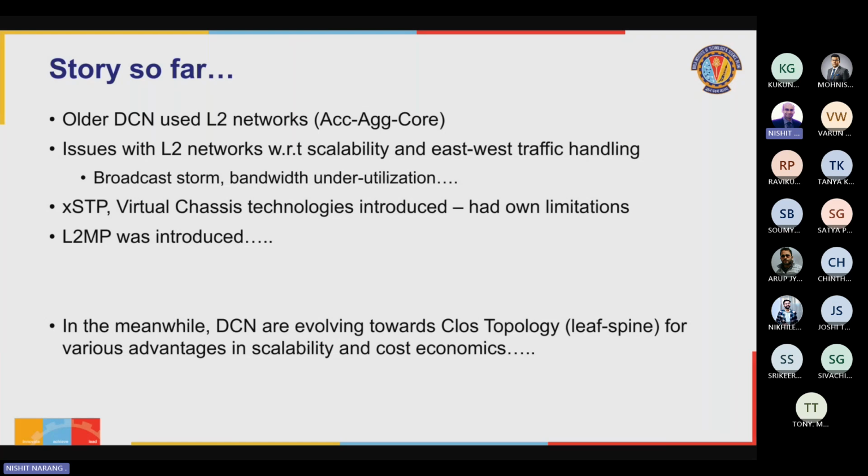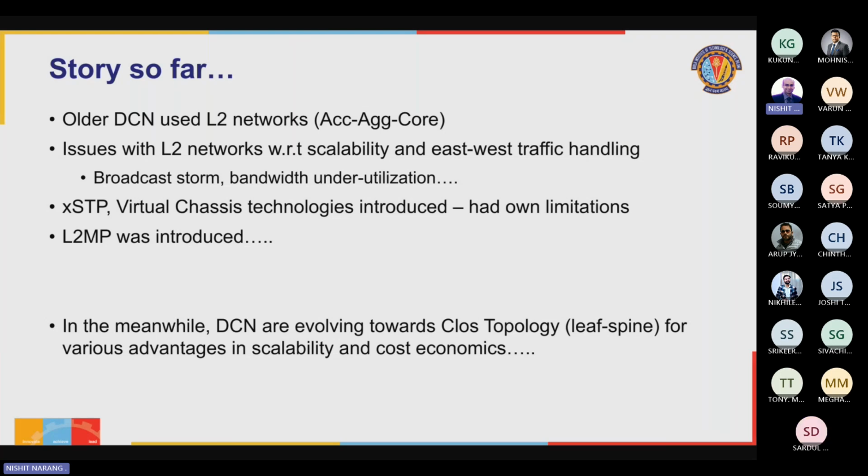But there were issues existing with the layer 2 networks, specifically issues related to broadcast storm, the fact that the blast radius of the network was higher, the bandwidth got underutilized when you used STP, and the fact that the network wasn't scalable enough to handle the changing application traffic payload, which was becoming more and more predominantly east-west traffic.